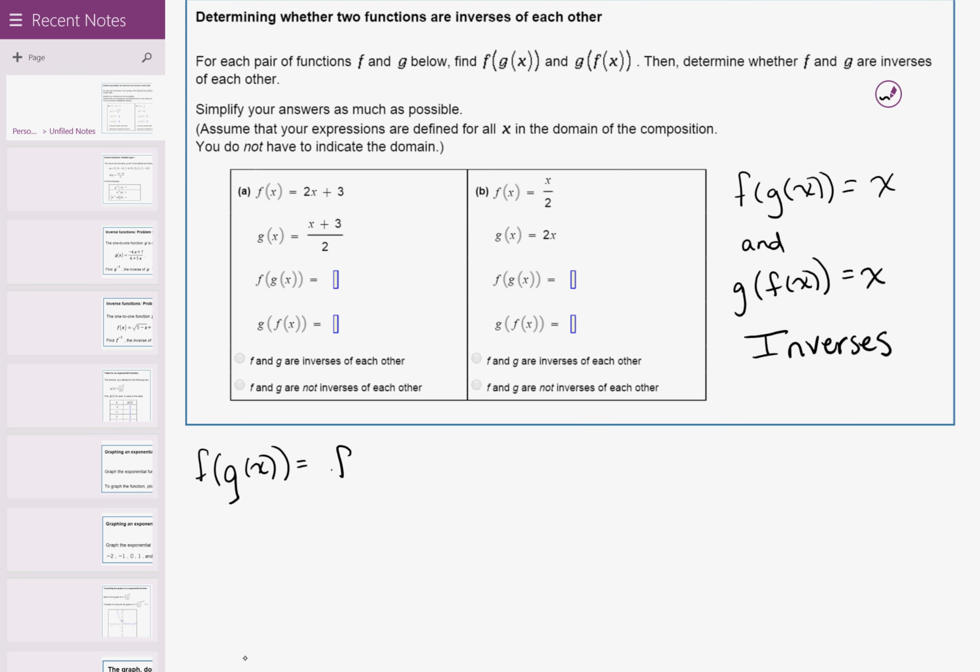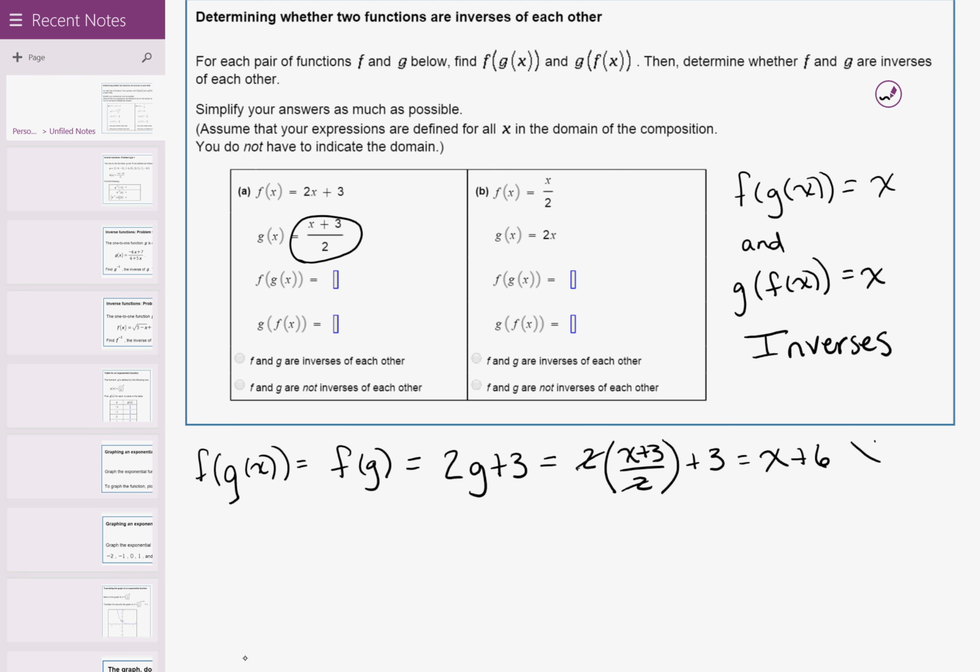Remember, this is the same thing as just f of g, and that is equal to 2g plus 3. And now we substitute in what g actually is. So this is 2 times x plus 3 over 2, right? That's what g is, plus 3. Now these 2's just cancel, and that gives me x plus 3 plus 3, which is x plus 6. That is not x, and so these are not inverses of each other.